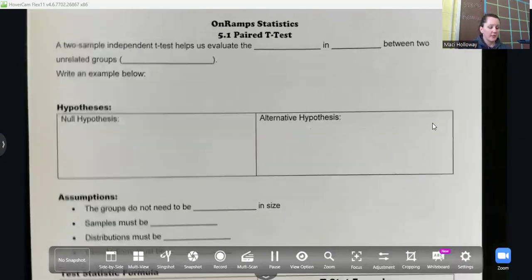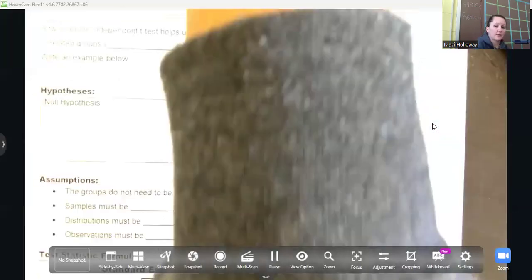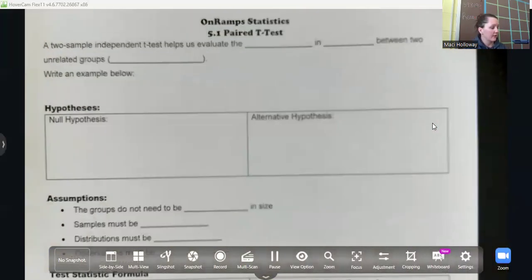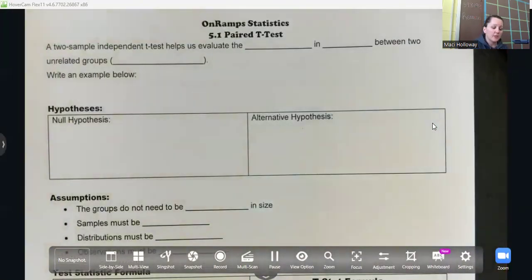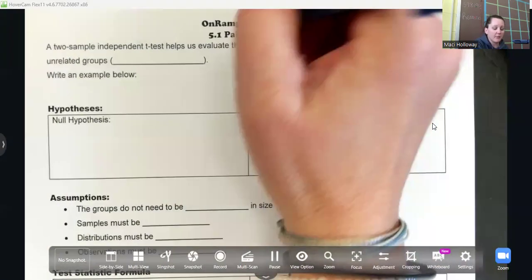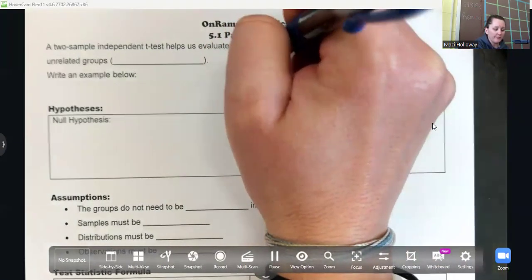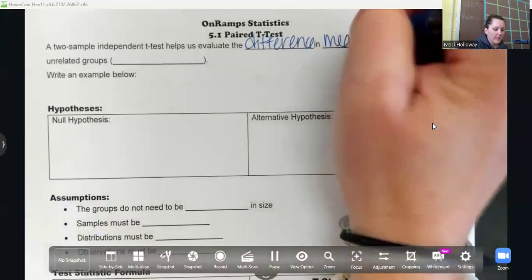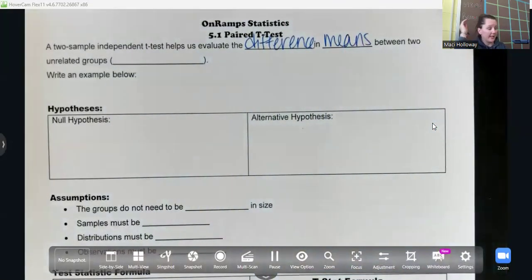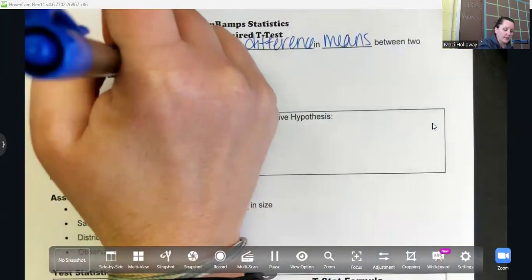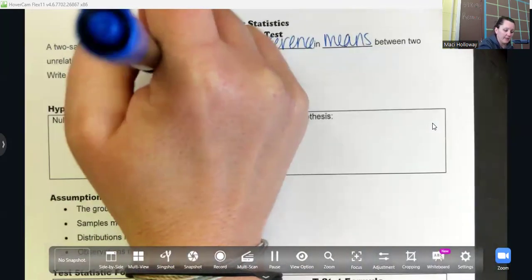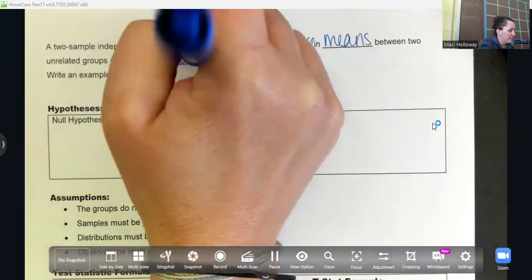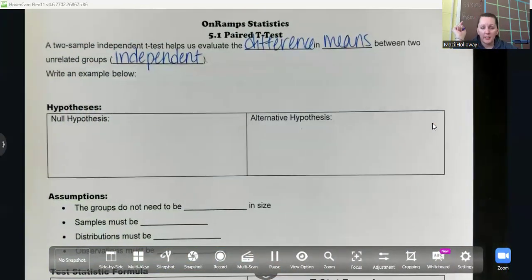So let's fill these notes in for ourselves so we can start taking a look at these t-tests. A two sample independent t-test helps us evaluate the difference in means between two unrelated groups. So this is also called independent. So let's talk about examples.